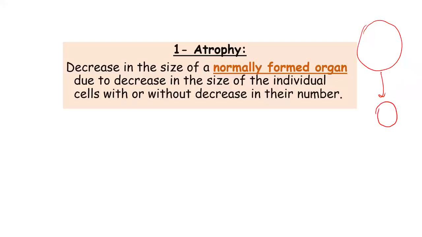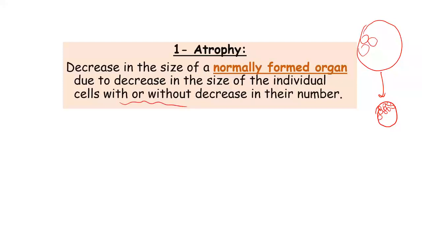So you have decrease in the size of the individual cells forming the organ, with or without decrease in the number. We may have decrease in the number of the cells also, plus decrease in their size. In both, we have eventually decrease in the size of a normally formed organ.